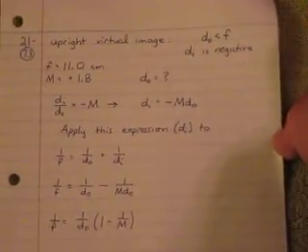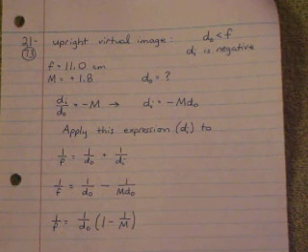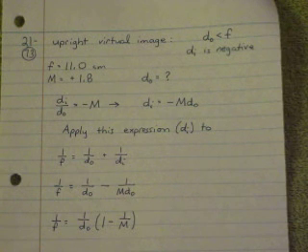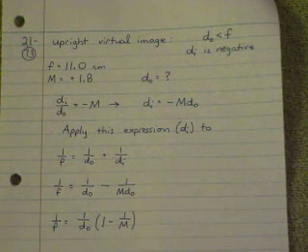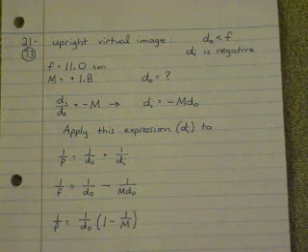Number 73. You're using a convex lens with 11 centimeter focal length to study an insect. How far from the insect should you hold the lens? So it's asking, what is the object distance? To get an upright image magnified by a factor of 1.8.